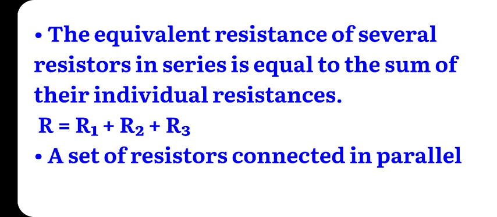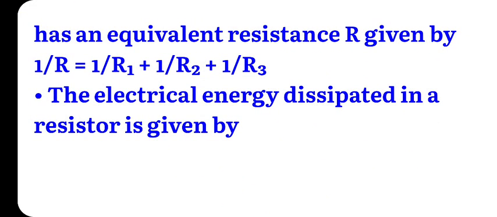The equivalent resistance of several resistors in series is equal to the sum of their individual resistances. Therefore, R equals R1 plus R2 plus R3. A set of resistors connected in parallel has an equivalent resistance R given by 1 by R equals 1 by R1 plus 1 by R2 plus 1 by R3.